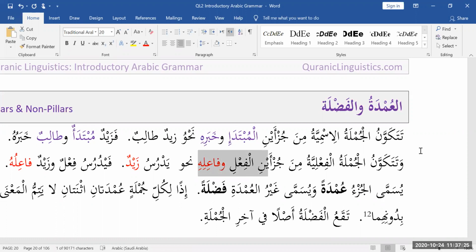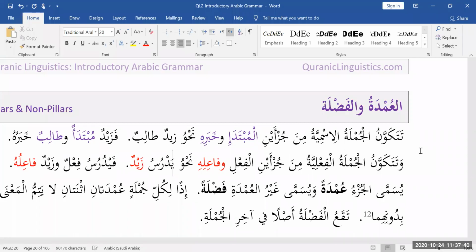So these two parts, these two juz'ain, are pillars that make up what? تَتَكَوَّنُ الْجُمْلَةُ الْفِعْلِيَّةِ. They make الْجُمْلَةُ الْفِعْلِيَّةِ. Example, يَدْرُسُ زَيْدٌ. يَدْرُسُ is the fi'l and زَيْدٌ is the fa'il. You already know that from level one, introductory Arabic morphology. فَيَدْرُسُ فِعْل وَزَيْدٌ فَاعِلُهُ. يُسَمَّى الْجُزْءُ. The part is called عُمْدَة, pillar. Both the parts. So there are two parts in a sentence. Each part is called عُمْدَة.